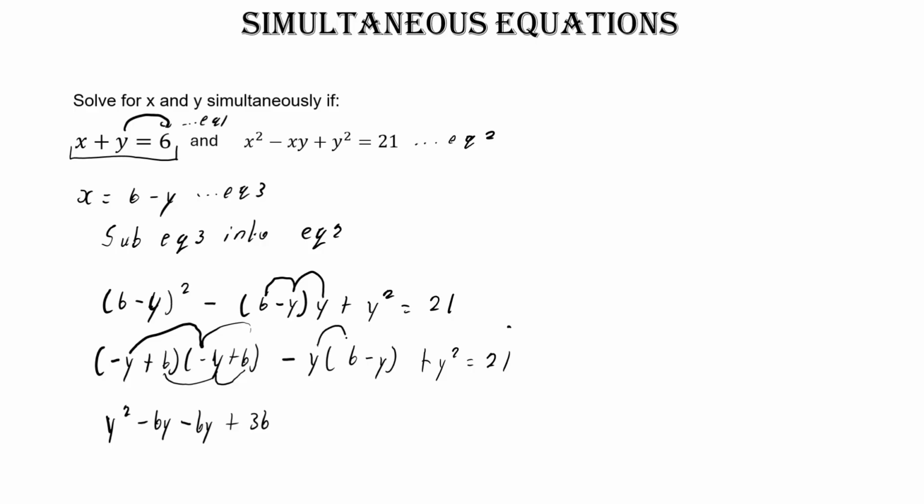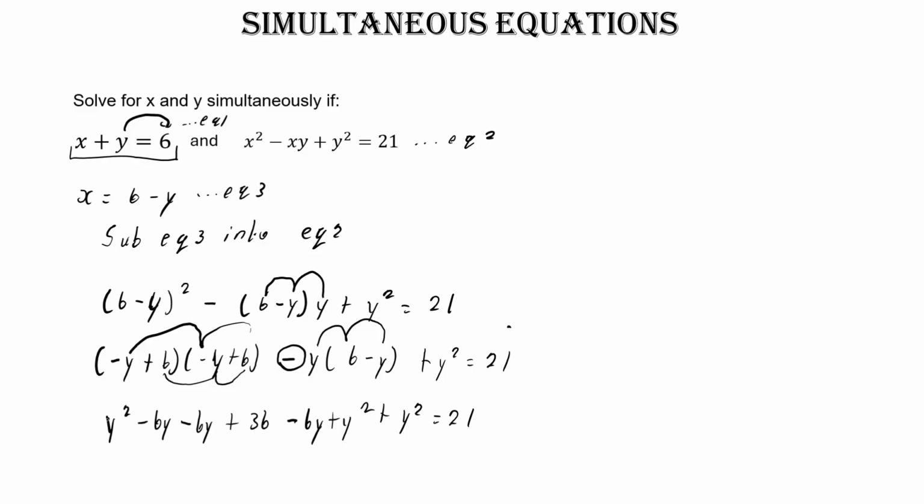And then you distribute the y in there, but do not forget the negative. So negative 6 times y, that's just going to be negative 6y, right? And then negative y times negative y, that's just going to be what? Positive y squared. Plus y squared is equal to 21.